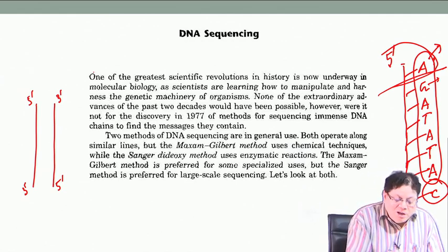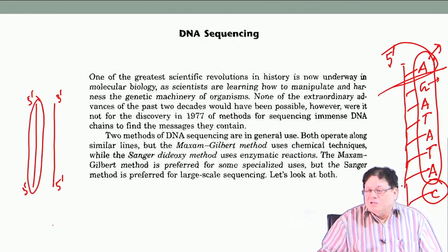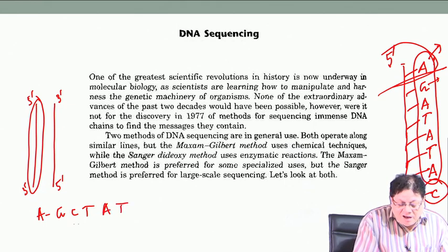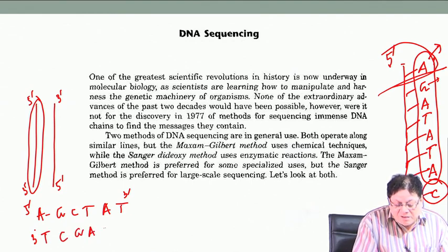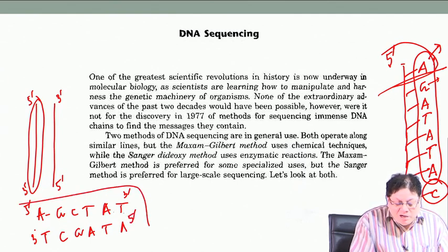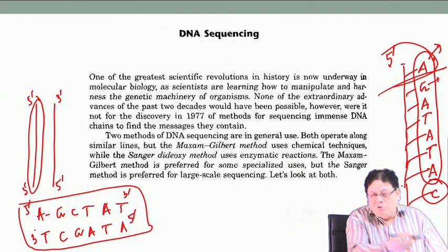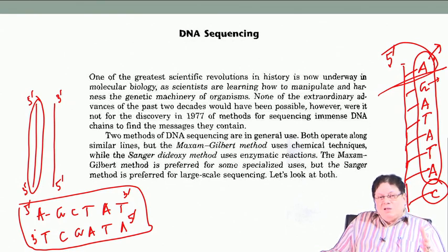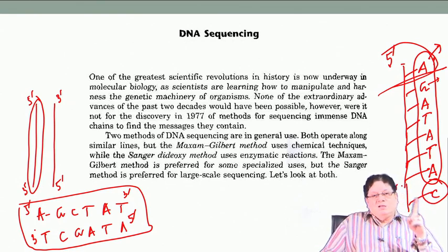But one thing is, if you know the sequence of one strand, you can immediately write the sequence of the other strand. Suppose 5 prime to 3 prime is like this: A, G, C, T, A, T, and I ask you to write the complementary strand, you can immediately write 3 prime T, C, G, A, T, A. So, that will be the other strand. So, you do not need to know the sequence of both the strands, just one strand you know. So, the initial thing that you must do is to isolate only one strand.